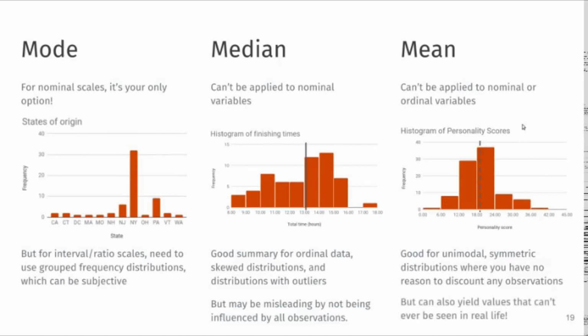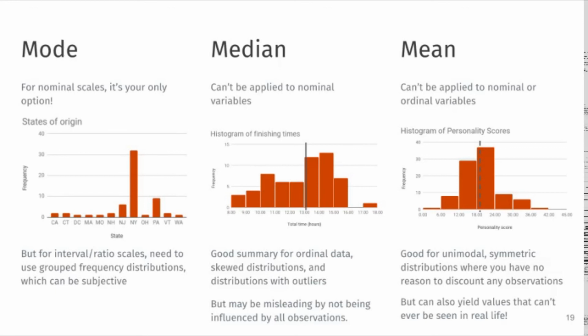Now, the downside to the mean is that it can yield values that could never be seen in real life, as we've seen in our couple of examples so far. So, why is that a problem? Well, it can be a problem if, for instance, you're trying to guess what typical scores are. 2.3 children is not actually typical of anyone, because it's impossible to have 0.3 children.